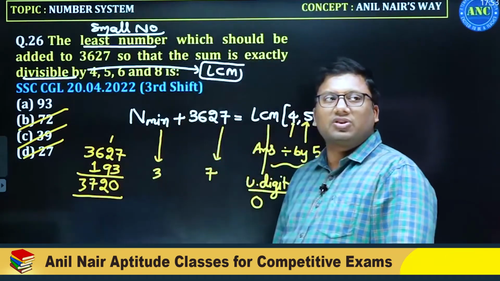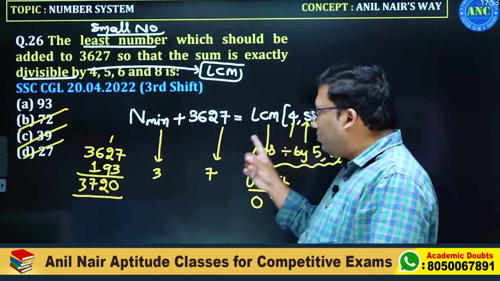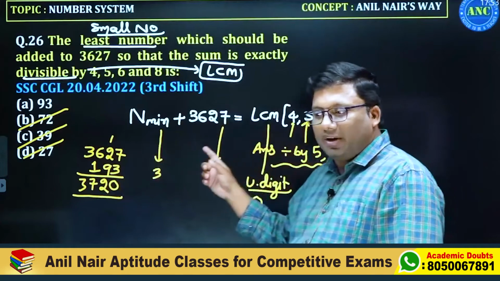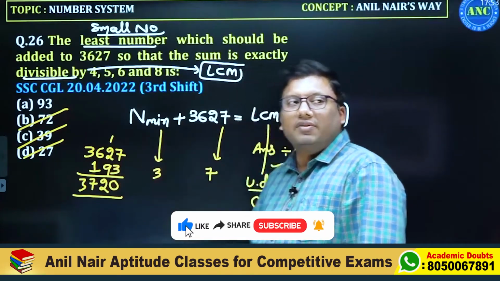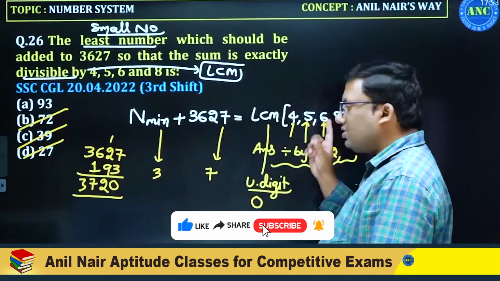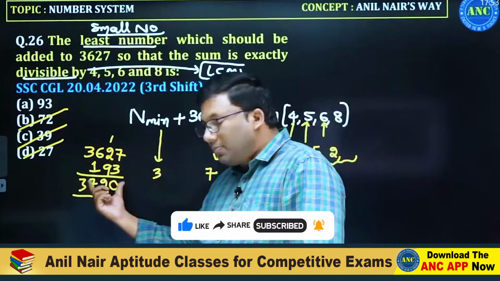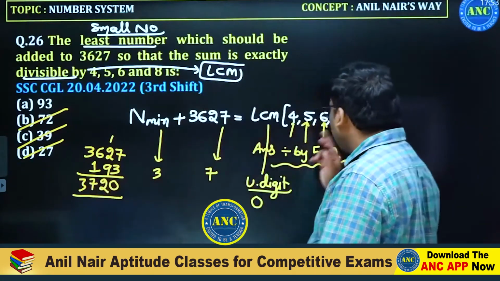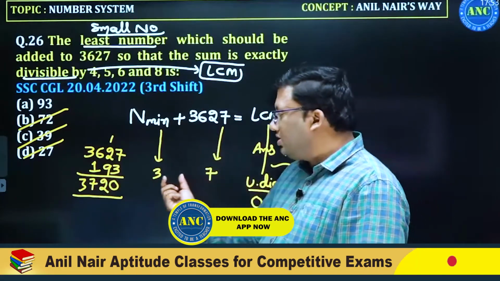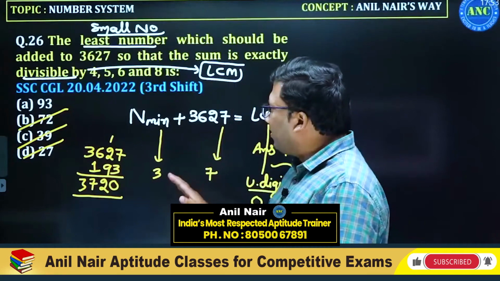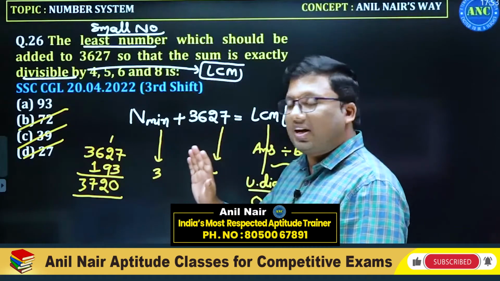Check whether 3720 is divisible by 4. 4 5s are 20. Yes. Is it divisible by 5? Unit digit 0, yes. Is it divisible by 6? 6 is a combination of 2 and 3, and the sum of the digits is divisible by 3. For 8, the last 3 digits, 720, are divisible by 8. That means the answer for this question is 93.